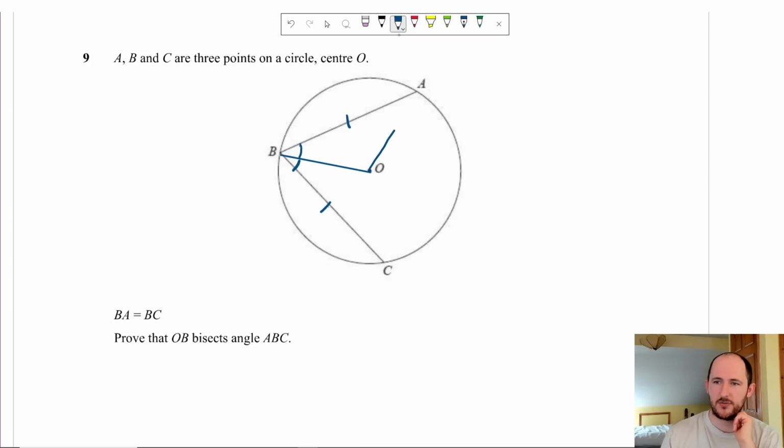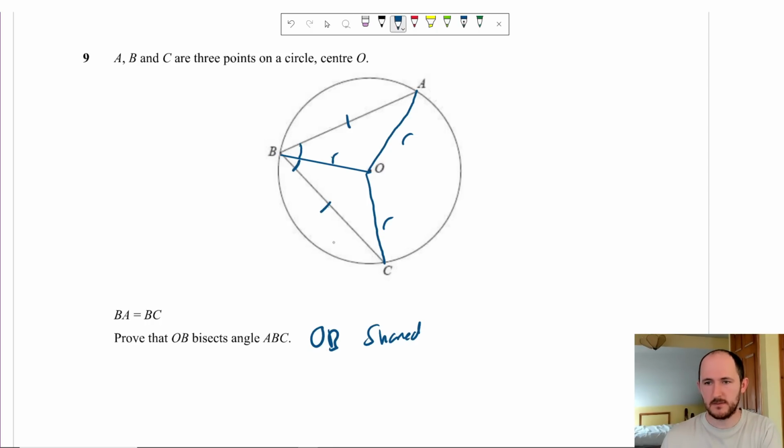Well, I can actually create 2 really nice triangles like so. And the reason why I thought to do that is I know that O to A and O to C and O to B are all the radius. So now if I prove that those 2 triangles are congruent, I'm done. Well, first of all, OB is shared between them. Then OC and OA are equal because they're the radii.